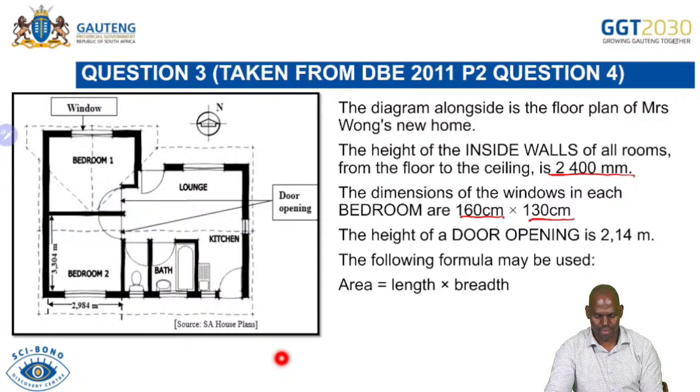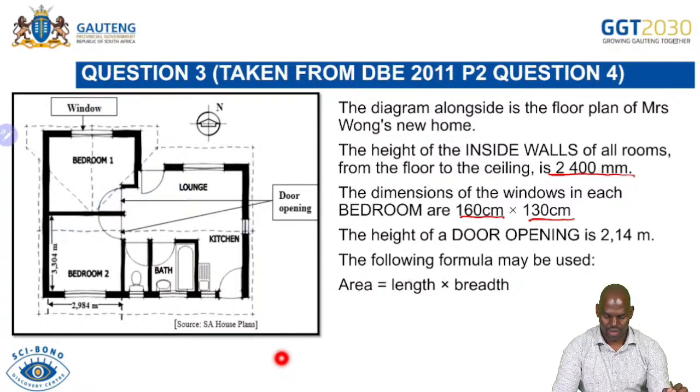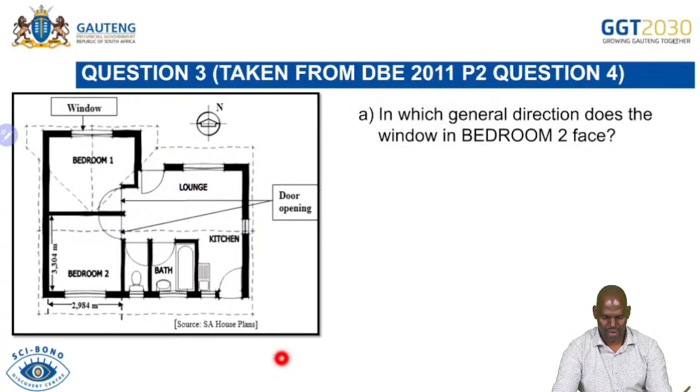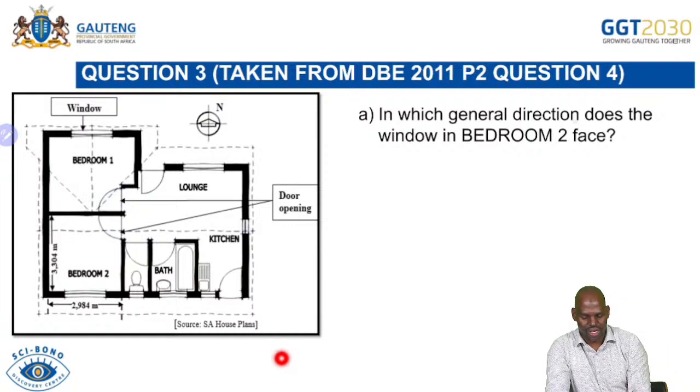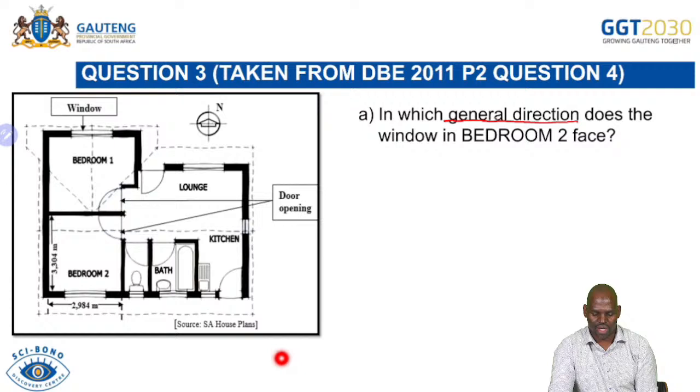The following formula may be used: area equals length multiplied by breadth. There is the formula. So it means we are going to use the formula of a rectangle. Right, the first question is, in which general direction does the window in bedroom 2 face? When they say general direction, they are referring to the compass direction.